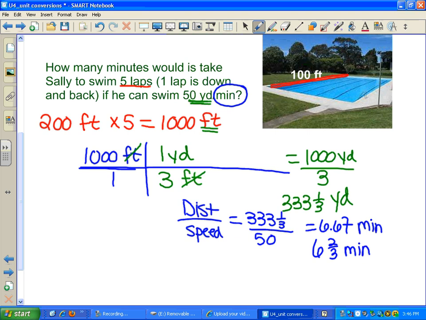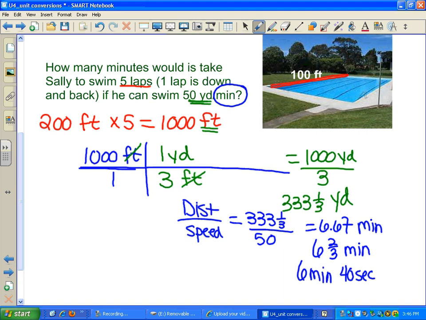Now I'm going to take that 2/3 and I'm going to figure out how many seconds that is. So I'm going to take 2/3 times 60. So it's going to take her about 6 minutes and 40 seconds. I can also think of it that way.